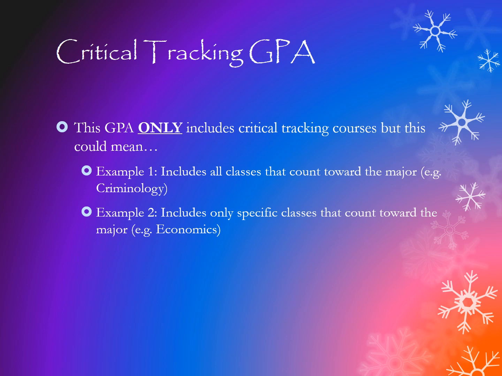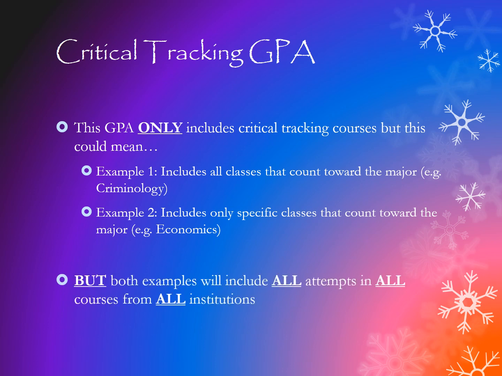For the most part, a lot of the majors do follow example 1, which is to include everything, but it is something that we want to be careful of because there are some majors that don't. And so paying attention to that when we're looking at the critical tracking information in the undergraduate catalog is going to be important.